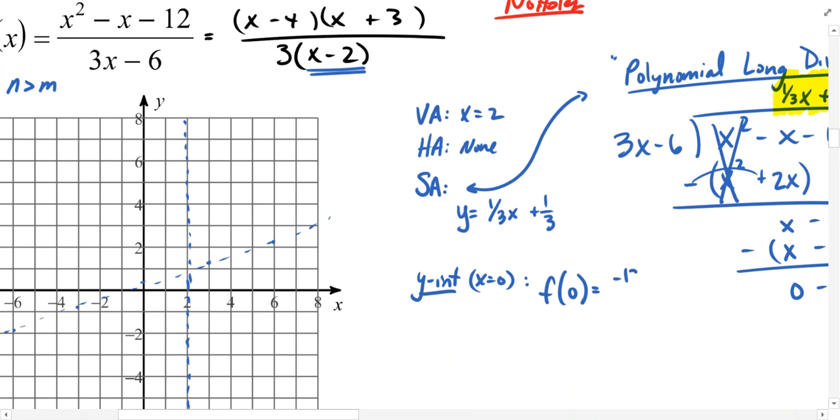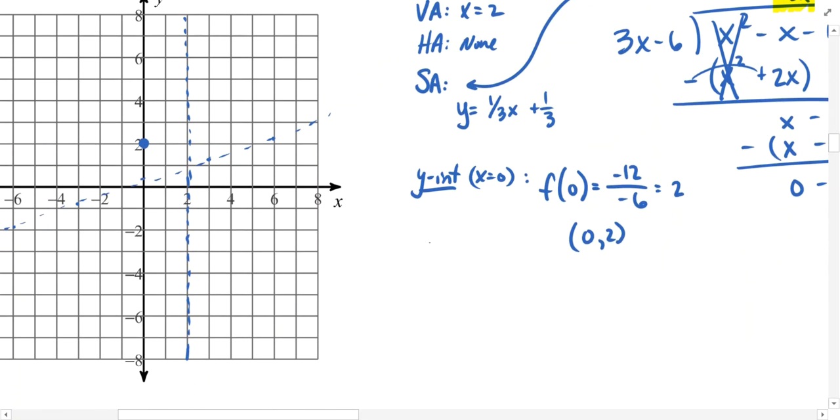That's going to be negative 12 divided by negative 6. I'm doing that because I know that each of these terms will turn to 0 pretty quickly and easily. So that ends up equaling positive 2. So we have a y-intercept at (0, 2). So this data point exists on the graph.